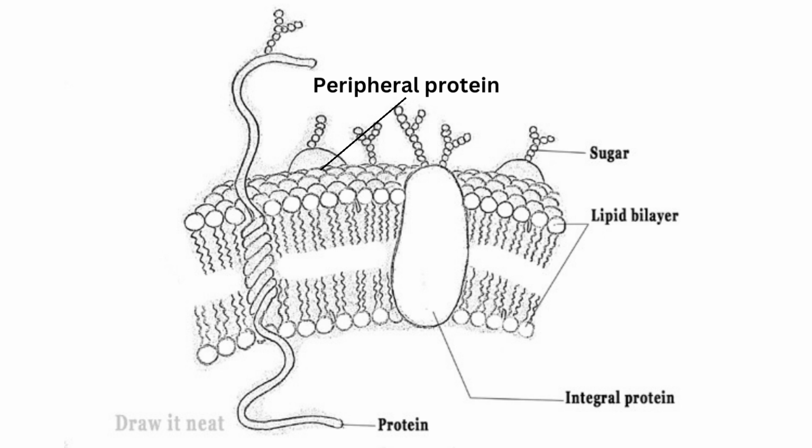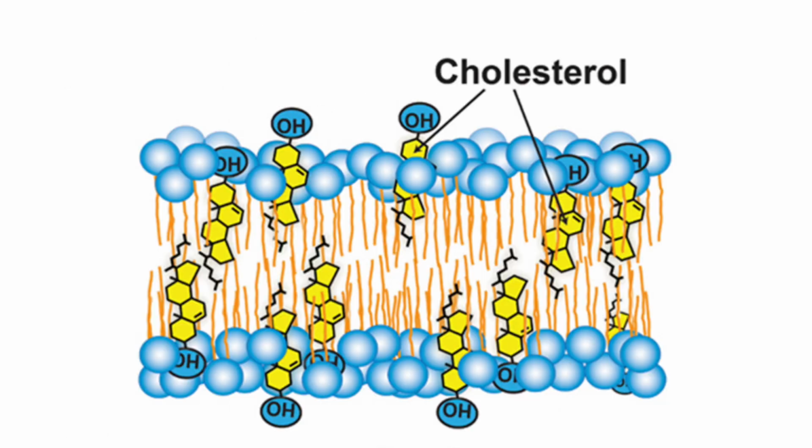Integral proteins are strongly bound. They can only be separated when the membrane is destroyed. Peripheral proteins are loosely attached. They can relocate their position within a membrane. The cholesterol molecule present in the membrane provides stability to the bilayer. It helps the bilayer not to get separated too much in different environmental conditions.